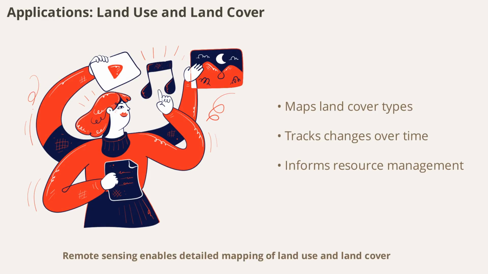Remote sensing enables detailed mapping of land use and land cover, distinguishing between forests, agriculture, urban areas, and water bodies. This data is essential for resource management, environmental protection, and urban planning. By tracking changes over time, remote sensing helps identify trends and inform policy decisions.